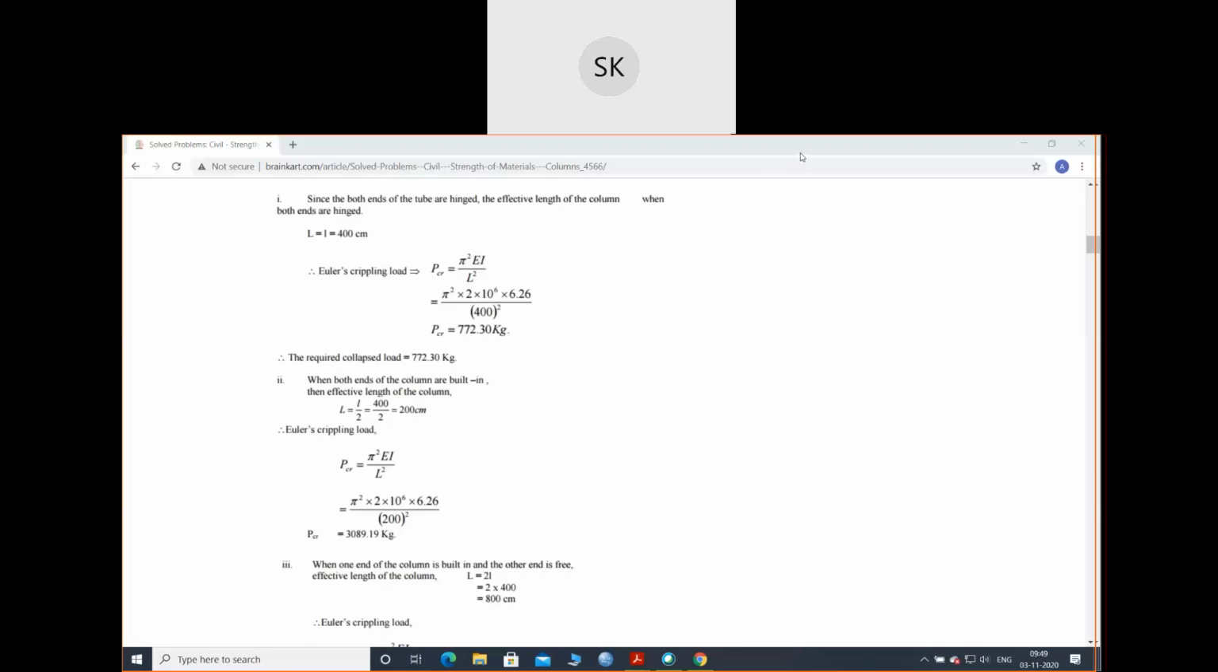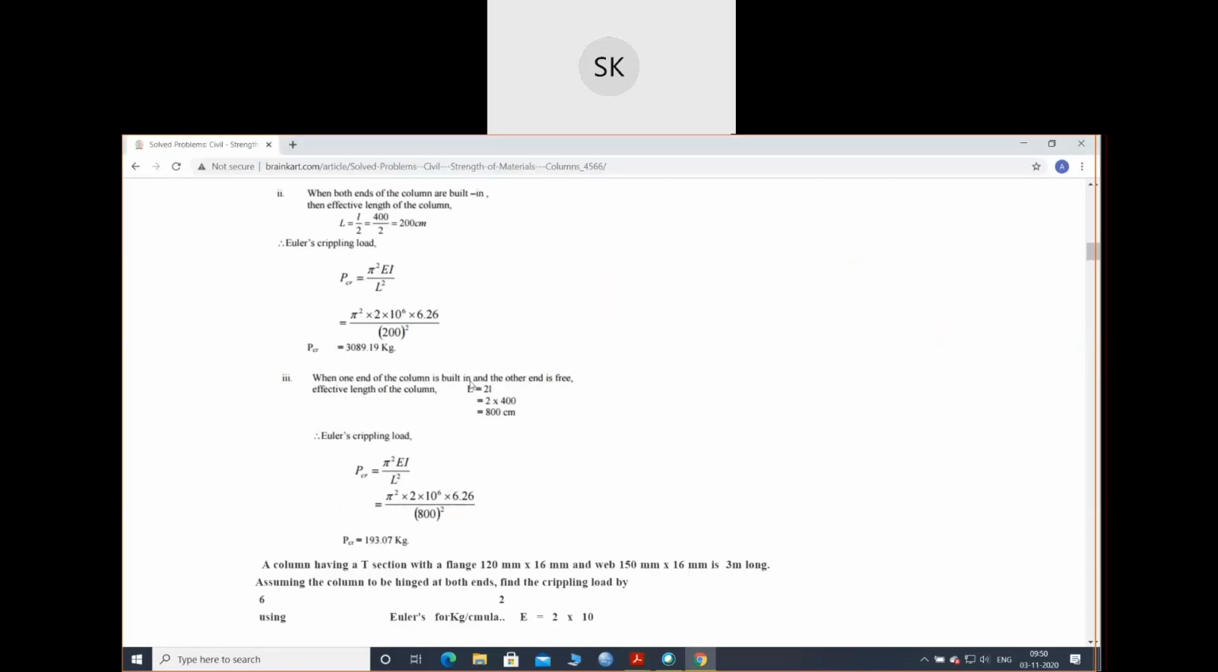See, there are two ways to solve this problem. You can directly change the effective length to L by 2 here itself. Like it was 400, they converted it to 400 by 2, 200. In the general formula, pi square EI by L square, they placed this 200. They have not changed the formula. Or you can change the formula by placing L equals L by 2. You can change it in the first place and then place the value. It's up to you how you do.